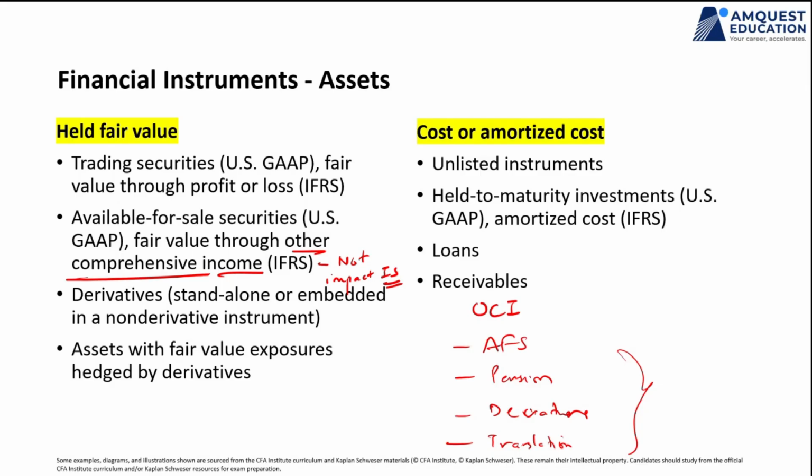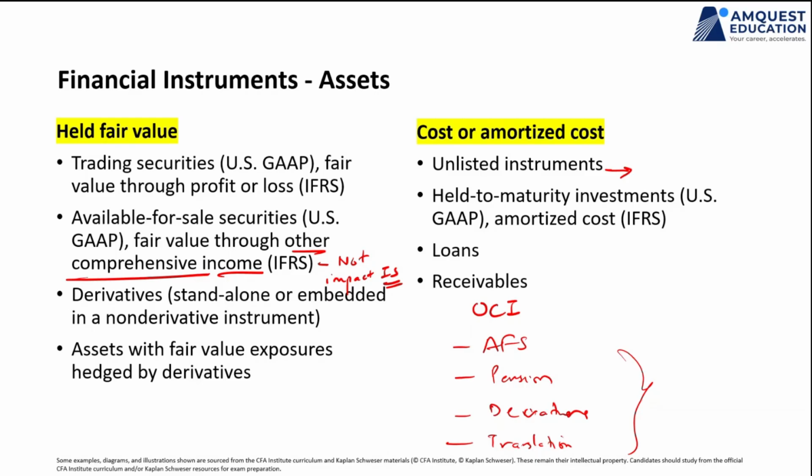Now derivatives, which are standalone or embedded in a non-derivative instrument, or assets with fair value exposures hedged by derivatives. These are all held at fair value. Then there are assets which are held at cost or amortized cost. These are unlisted instruments, because you don't know what will be the value of an unlisted instrument, right? That is generally not traded. So you hold it at cost.